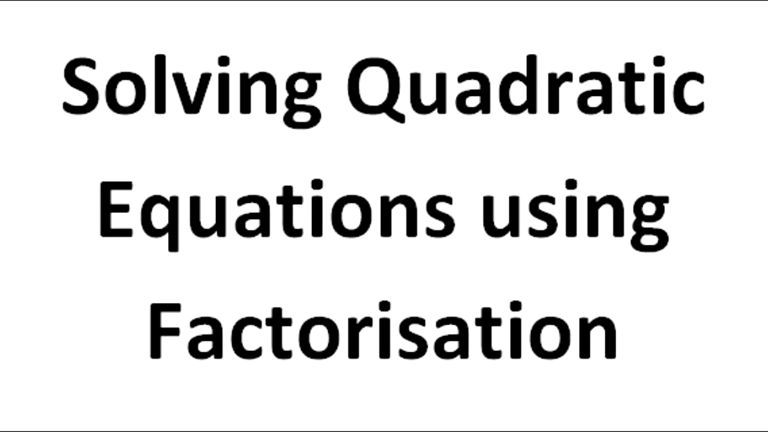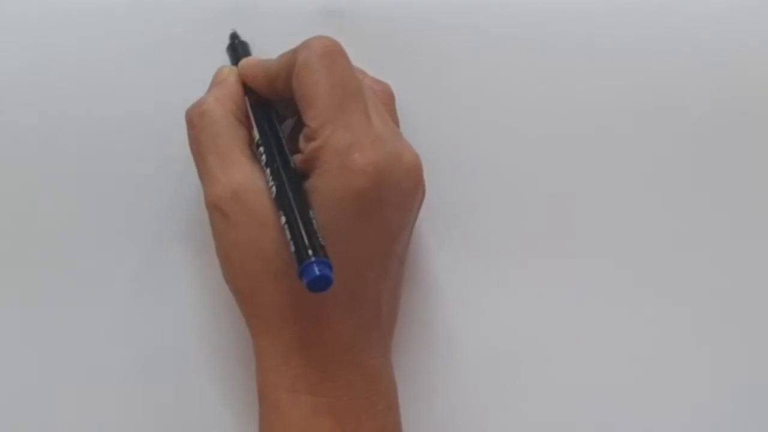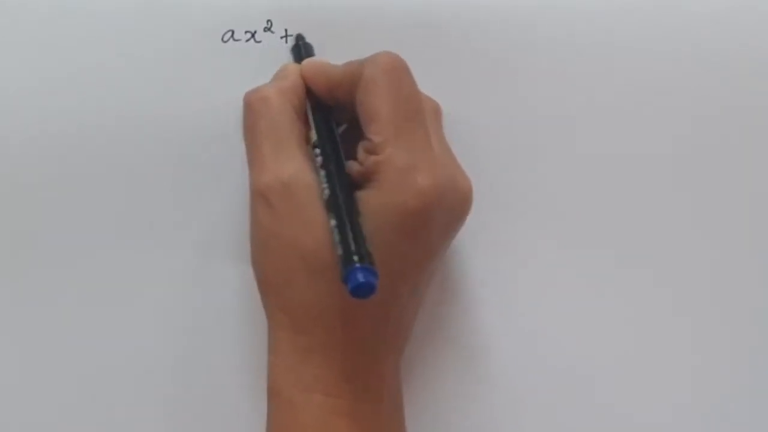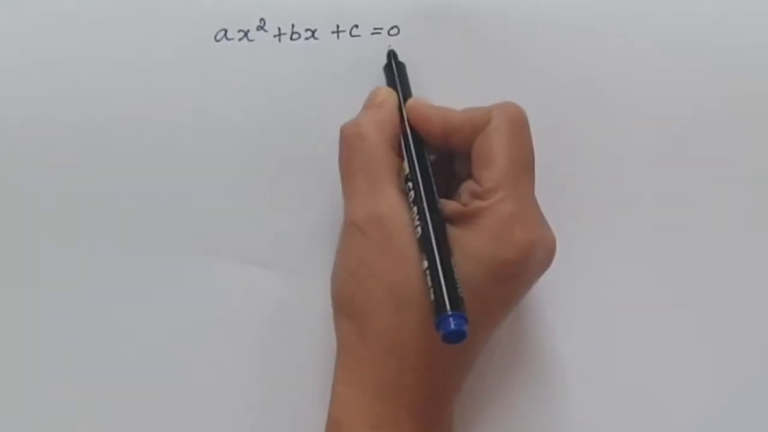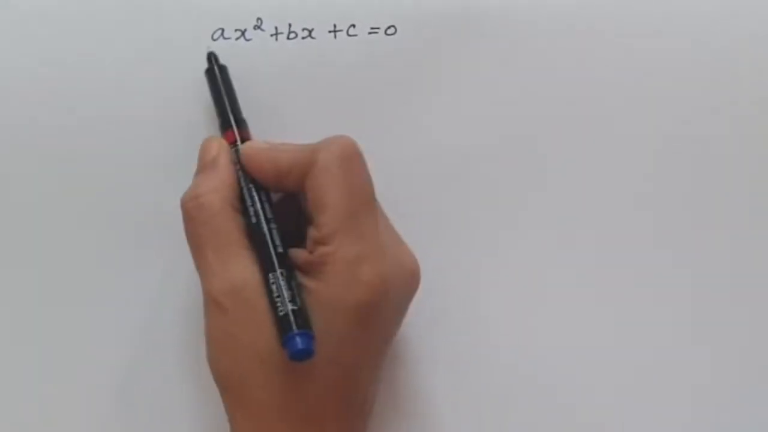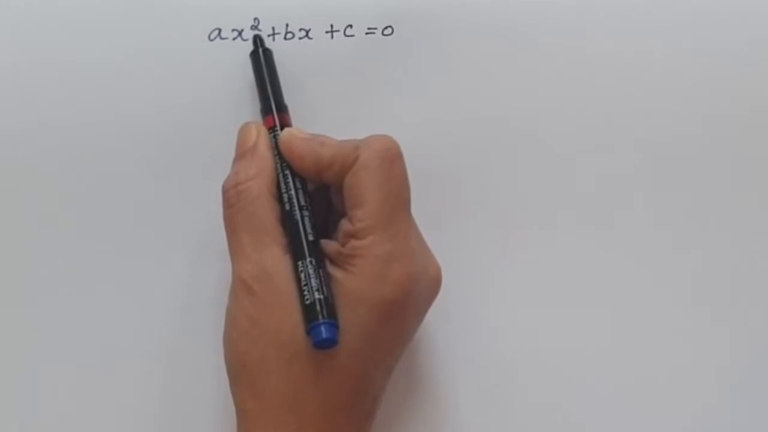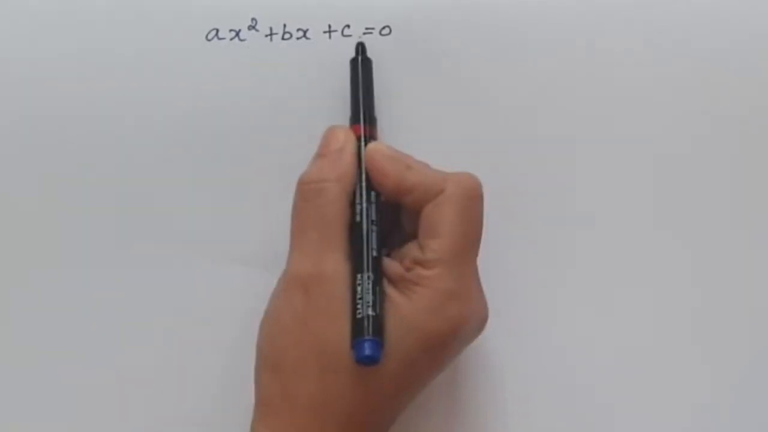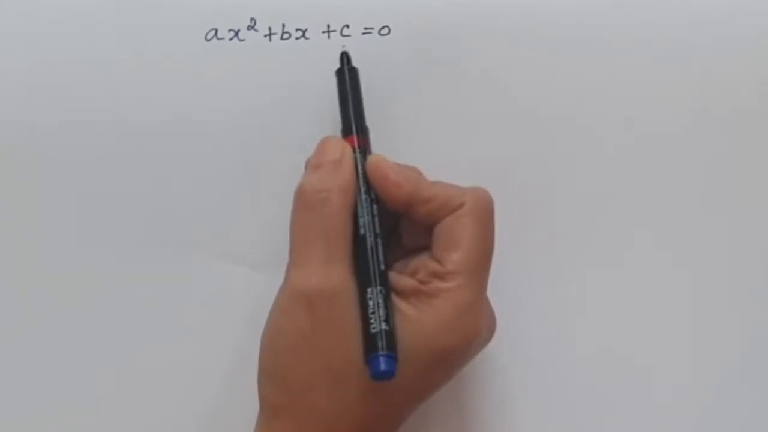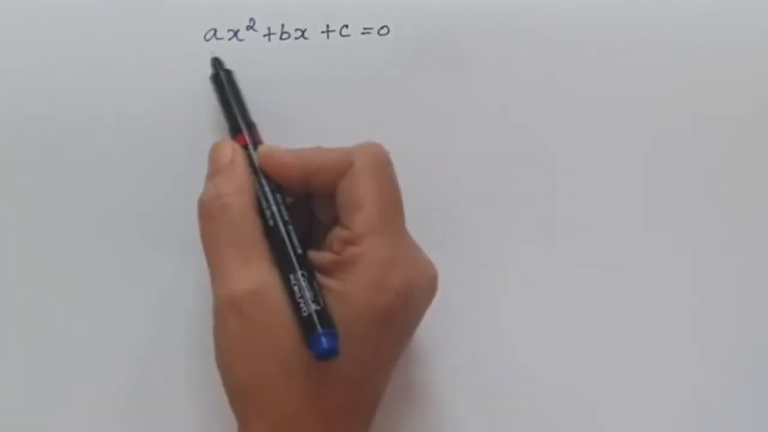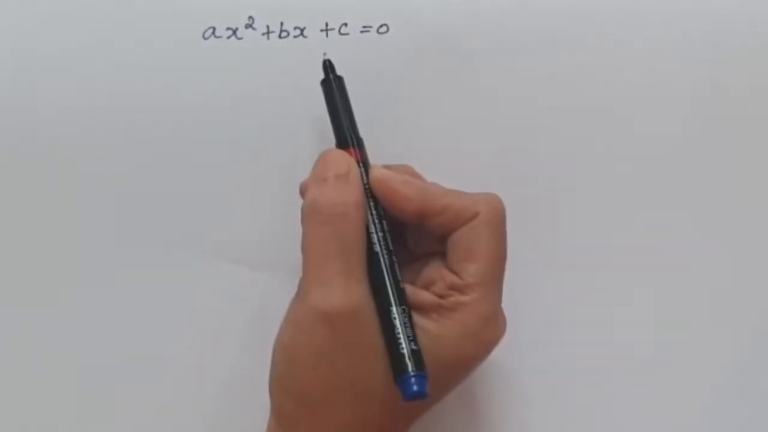Solving quadratic equations using factorization. Any equation of the form ax squared plus bx plus c equal to 0 is called a quadratic equation. This equation has the highest power 2. So when an equation with the highest power of 2 is there, then that equation is called a quadratic equation. Now we'll see how to factorize these equations.